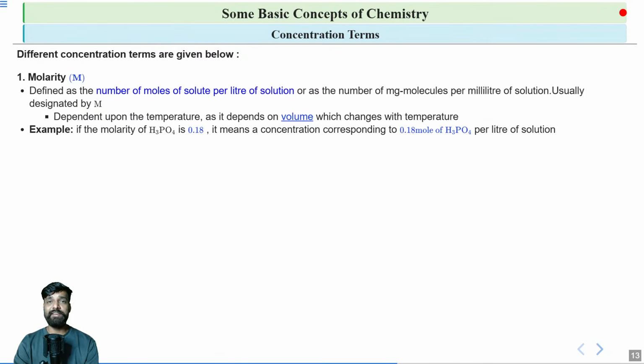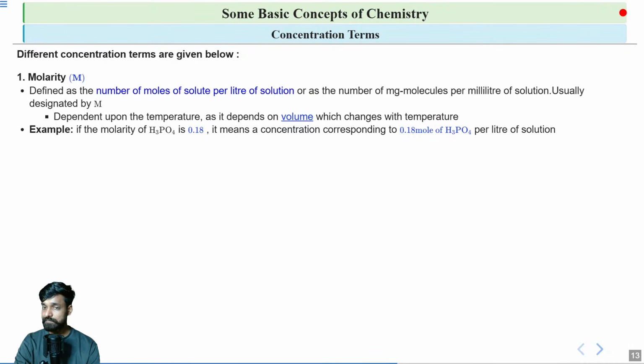Moving on further, let me illustrate the same with an example. Suppose I tell you that the molarity of a given solution of H3PO4 is 0.18. Now what does it mean? It means that if you take 1 liter of that 0.18 molar solution, it will contain 0.18 mole of H3PO4. Again, I am repeating: 1 liter of that solution will contain 0.18 mole of H3PO4.